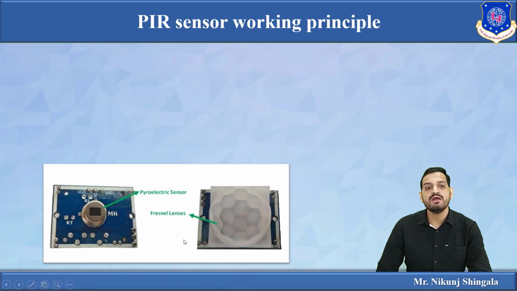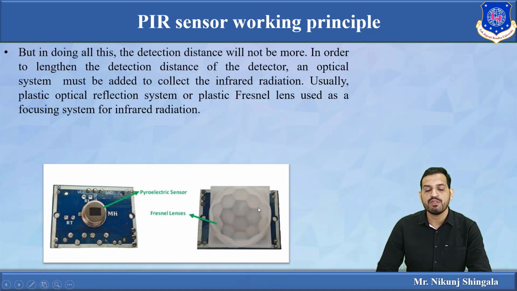Okay, so now this is the construction of the PIR sensor module. It consists of a pyroelectric sensor, and on that pyroelectric sensor one Fresnel lens is provided. Okay, now what is the purpose of this? Okay, the PIR sensor, if there is some human radiation, it will detect the human radiation, and based on that it will give some alarm. But doing all these things, the detection distance will not be more.